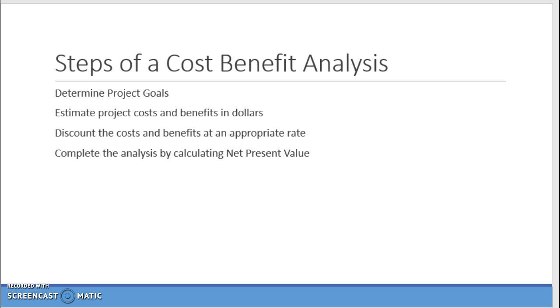When performing a cost-benefit analysis, organizations will follow these steps. Number 1, determine project goals. Number 2, estimate project costs and benefits in dollars. Number 3, discount the costs and benefits at an appropriate rate. And number 4, complete the analysis by calculating net present value.